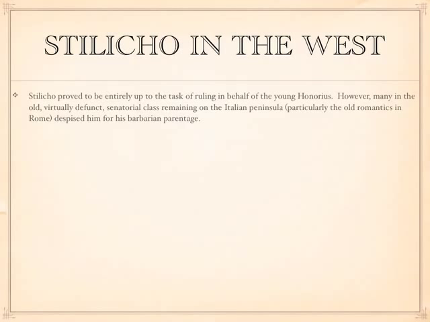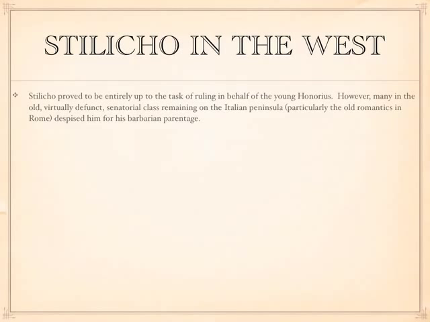Stilicho, who was also the advisor to the young Emperor Honorius, the 11-year-old in the West, proved to be entirely up to the task. He could handle it. He knew how to run things. Theodosius I had chosen very well. The only problem Stilicho had, and this is worthy of a Shakespeare play, was that many who were members of the old, virtually defunct senatorial class in the West, the ones who hadn't migrated east back in the day of Constantine, I call them the old romantics of Rome, they despised him for his barbarian parentage. The fact that his dad wasn't a Roman is something they really held against Stilicho.